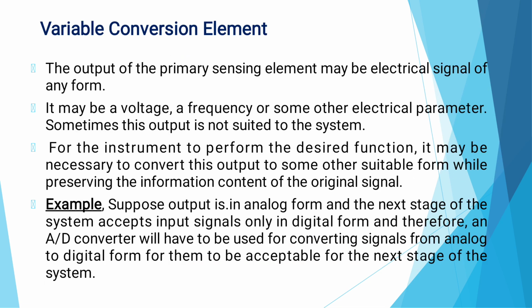Next is the variable conversion element. The variable conversion element takes the output from the primary sensing element. This signal is converted into a suitable form and given to the next stage without losing any information. For example, if the output is in analog form and the next system will accept only digital signals, it will be converted using an analog to digital converter. This process helps the signals to be compatible with the measurement system.